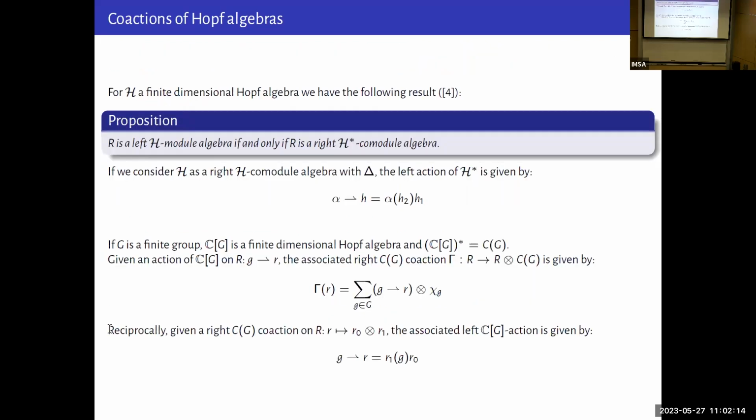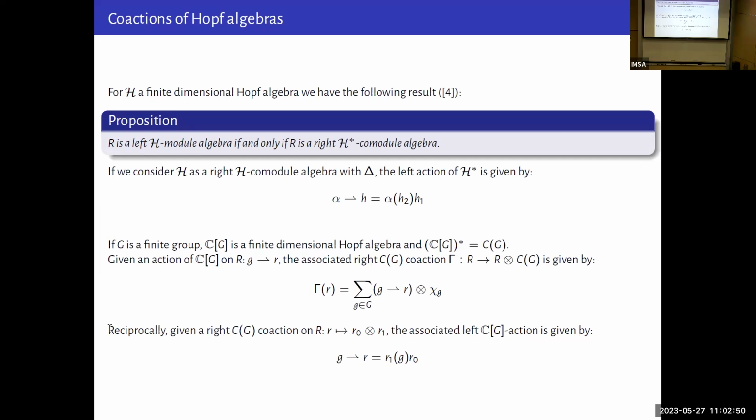And what happens for group algebras? Well, now G is a finite group. So here we are talking about finite dimension. Okay. So if G is a finite group, the group algebra is a finite dimensional Hopf algebra, and the dual is the algebra of functions from G to the complex numbers. So given an action of the group algebra, this is the left action of the group algebra on R, the associated right coaction of the dual, i.e. gamma, is given by the following formula.